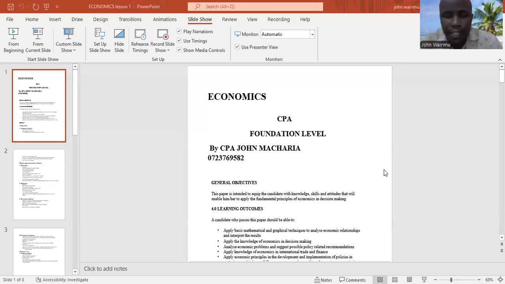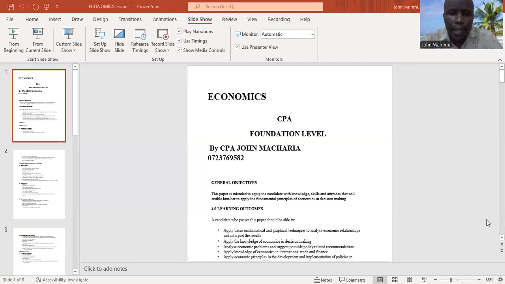This lesson, we shall be having it every Tuesday at 8 p.m. And we shall have economics in this particular lesson. It will be a 3-month lesson anticipated, but by the end of November, we shall have completed this course. It is CPA foundation level, and I will be the lecturer for this course. I've given you my contact just in case, as we move on, you have a particular question or an area of interest, then I will be available for you.